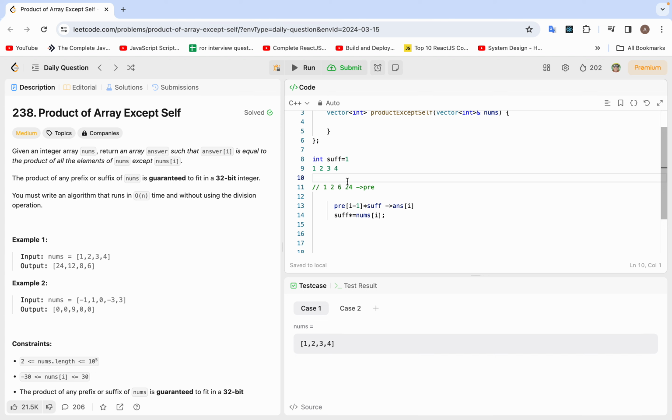I think it is written here that the output array does not count as extra space for the space complexity analysis. So what I can do is I will simply not take this prefix as extra space. I will simply take an answer array, which I will return as the answer, and I will store the prefix in this answer array. So what I was doing with prefix, I can do with this answer array.